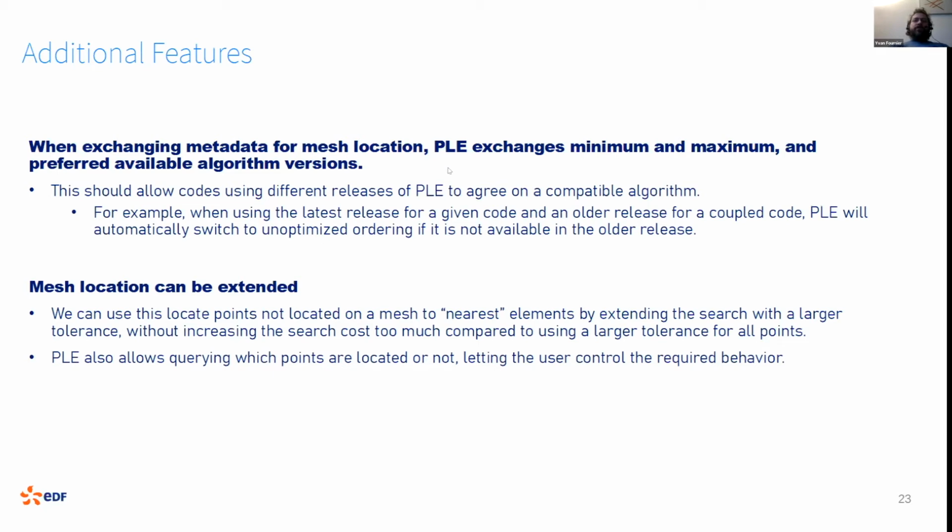And mesh location can be extended. We can basically expand the mesh location using a larger tolerance. So when we want to locate points that are not really inside a mesh, but close to a mesh, we can first locate points within a mesh with a given tolerance, then extend that. So we'll be testing the location on more elements, but usually with a smaller subset of points. And then locally, we can allow querying which points are located or not. So when points are lying outside the domain, the user decides whether that's an error or whether they can handle the situation.